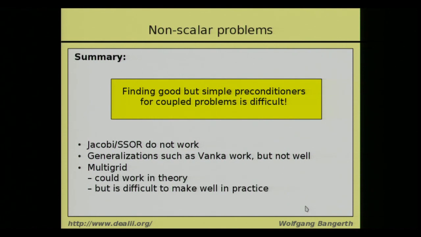So in essence, if I sum this up, finding good simple preconditioners, things that we know how to do based on the discussions that we had in the last two lectures, for coupled problems turns out to actually be surprisingly difficult. Things like Jacobi and SSOR do not work, because they need to divide by the diagonal elements, which might be 0. Things like Vanka do work, but not very well, and multigrid could at least work in theory, but is actually very difficult to make work in practice.